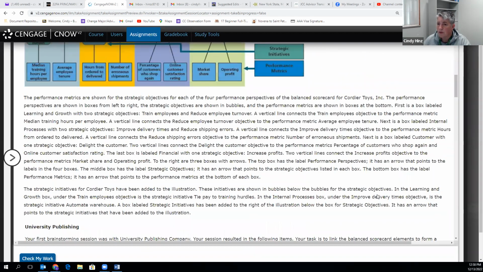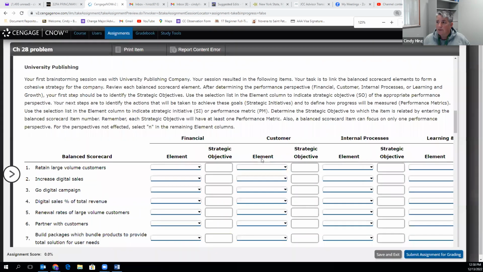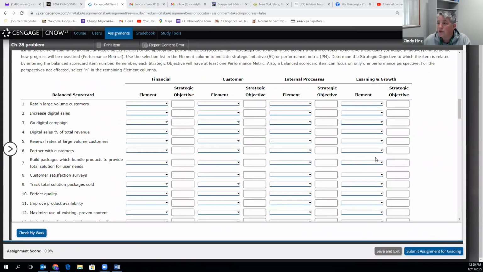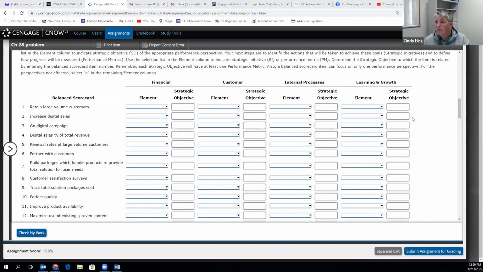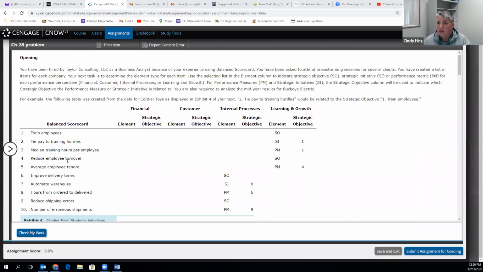What you are asked to do is, for a different company, University Publishing, prepare their balanced scorecard. Let me see if I can sneak that onto the screen. Again, it's going to look basically like what you see up here, where you're identifying which of these elements are strategic objectives, and which are strategic initiatives that are going to be tied to a strategic objective.